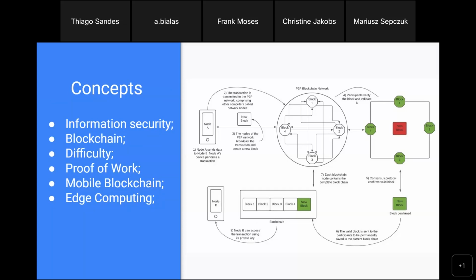The last one: a mobile device can access edge servers to enhance its computing power. With this feature, edge computing becomes a promising solution for mobile blockchain applications, whose benefits are as follows.